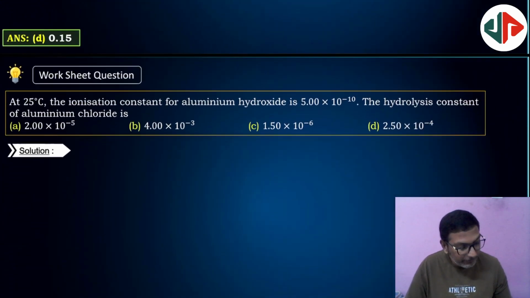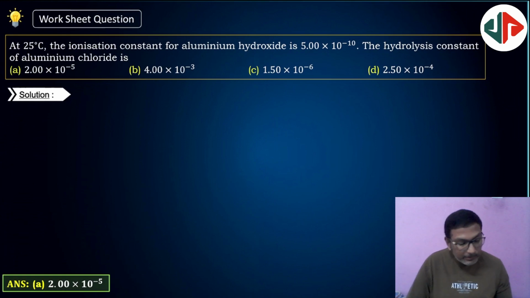Next. So at 25 degrees centigrade, the ionization constant of aluminum hydroxide is given. So, the hydrolysis constant of aluminum chloride.